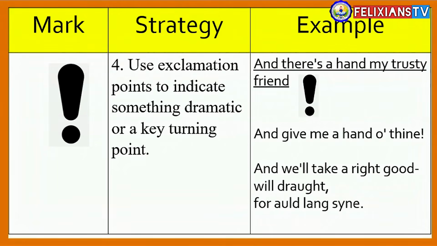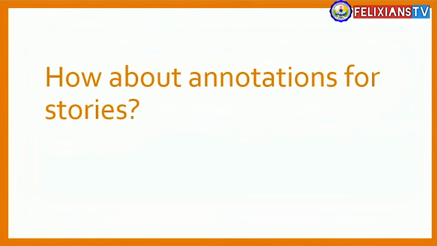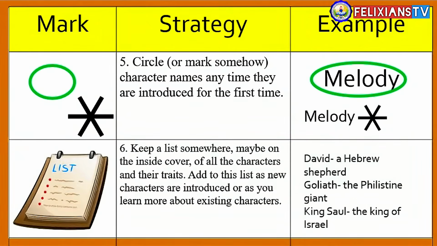Very good. Next, how about annotation for stories? We will have it on number 5. In number 5, we use circle or asterisk. How do we do it? Circle character names anytime they are introduced for the first time. For example, in a text that you read, you see the name Melody for the first time, don't forget to encircle it or put asterisk. As easy as that.